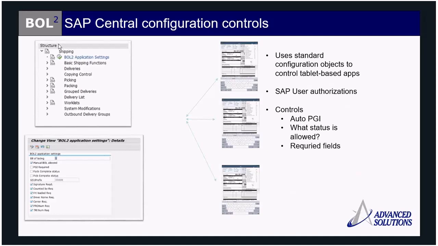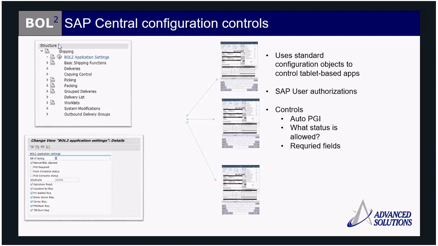Even though we have an iOS-based application that's on an iPad, we control all the functionality of the application within SAP. We support standard configuration objects, as you can see here on the left. I've got a BOL squared application settings, and in those settings we support things like the auto PGI. So if I want, when the loading is complete and I post that bill of lading, I want it to PGI automatically, we support that.